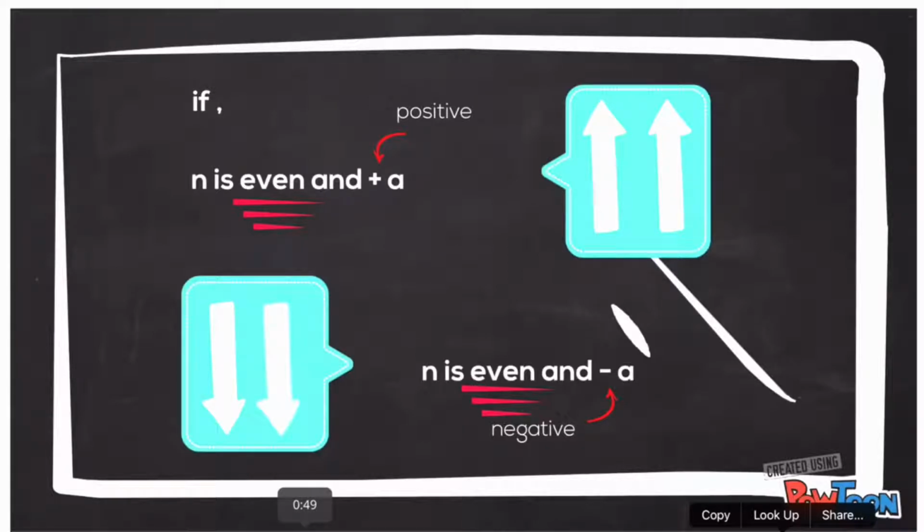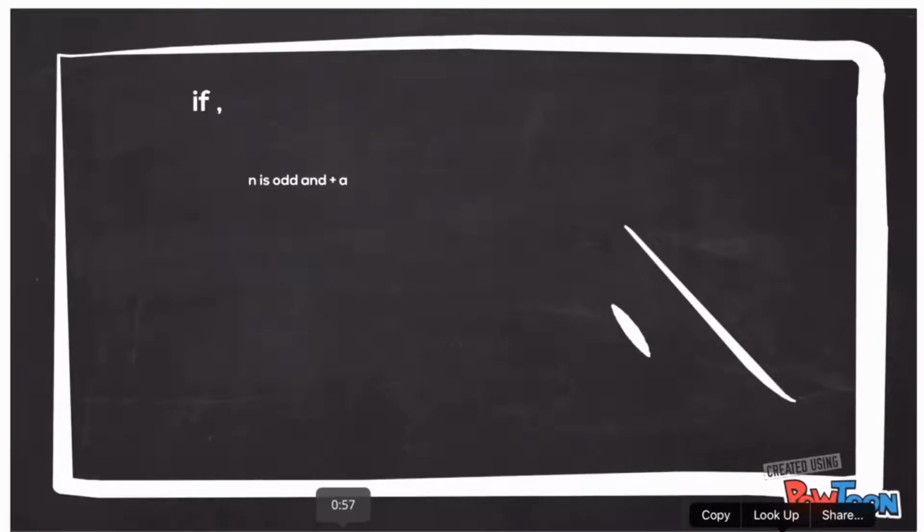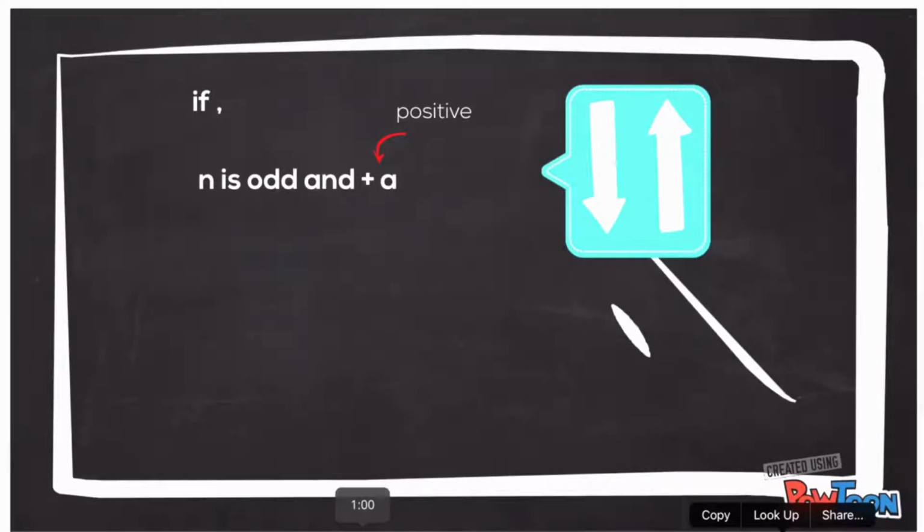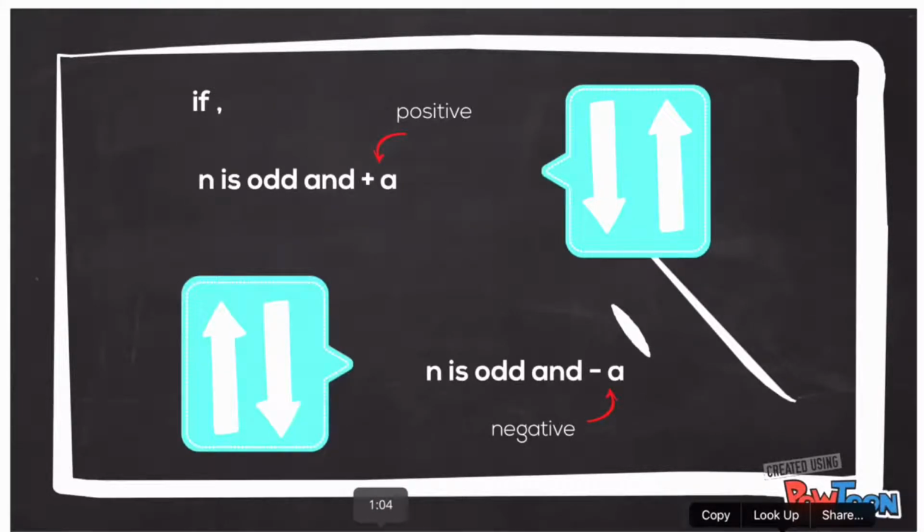If n is even and a is negative, it will both go down in the far left and far right. If n is odd and a is positive, then it will go down in the far left and up in the far right. While if n is odd and a is negative, it will go up in the far left and down in the far right.